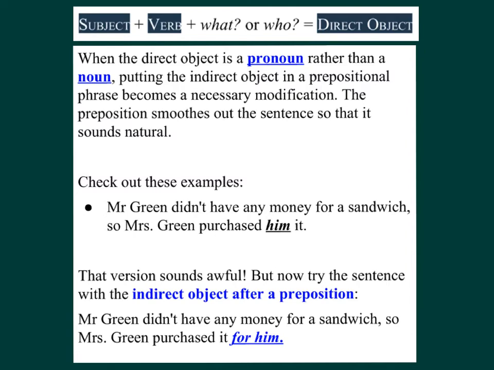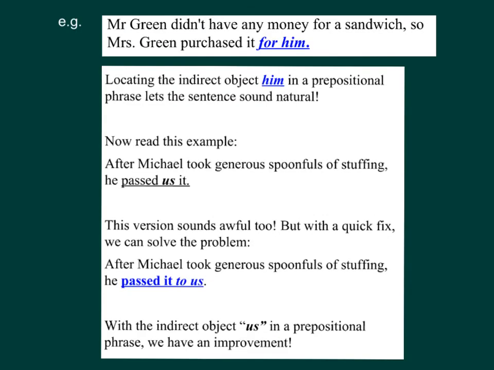Mr. Green didn't have any money for a sandwich, so Mrs. Green purchased it for him. Locating the indirect object him in a prepositional phrase lets the sentence sound natural.